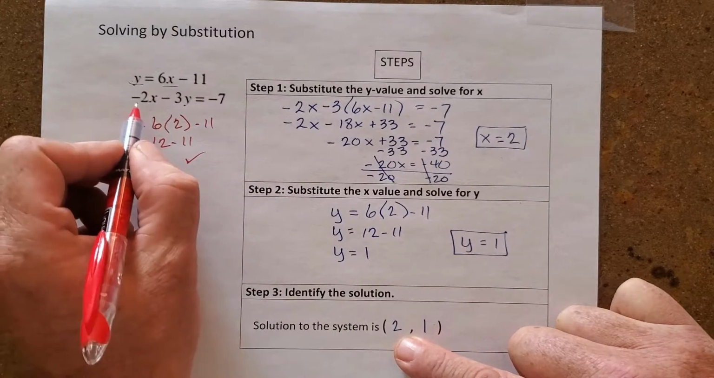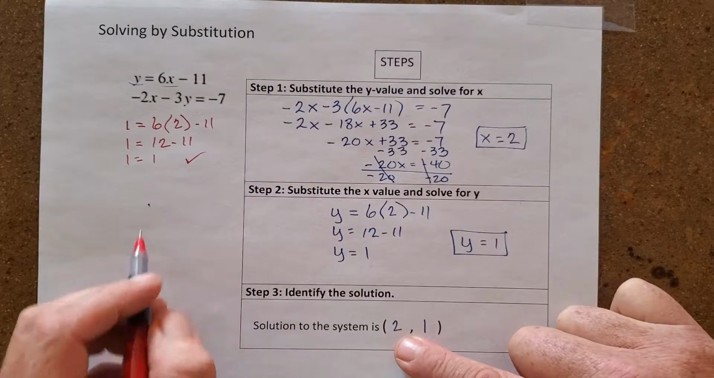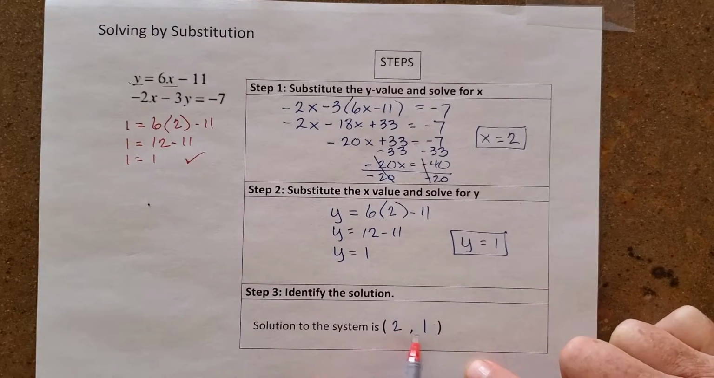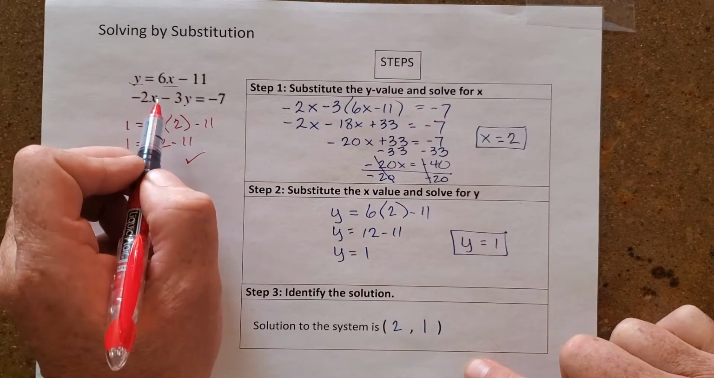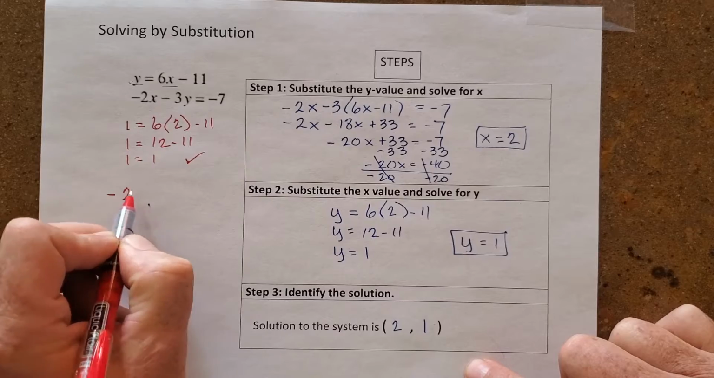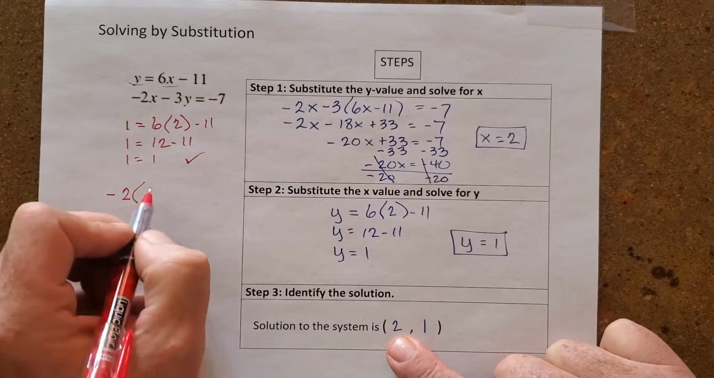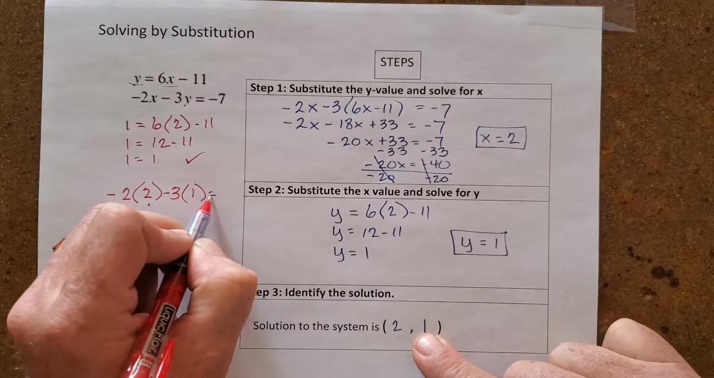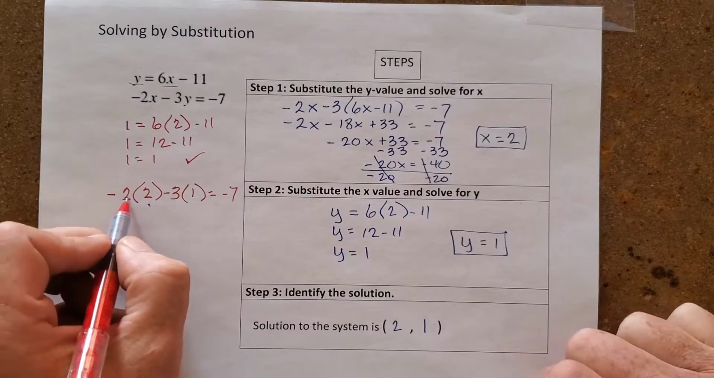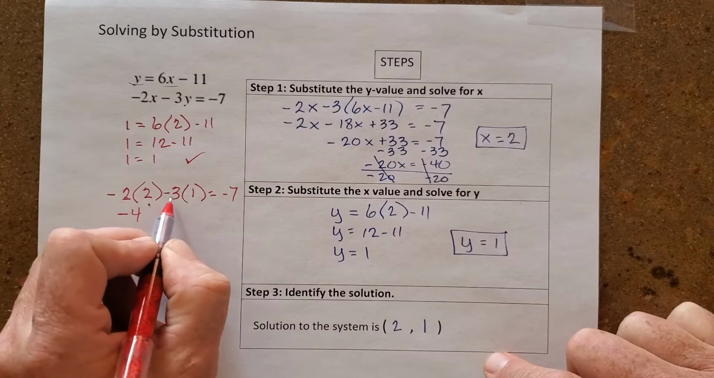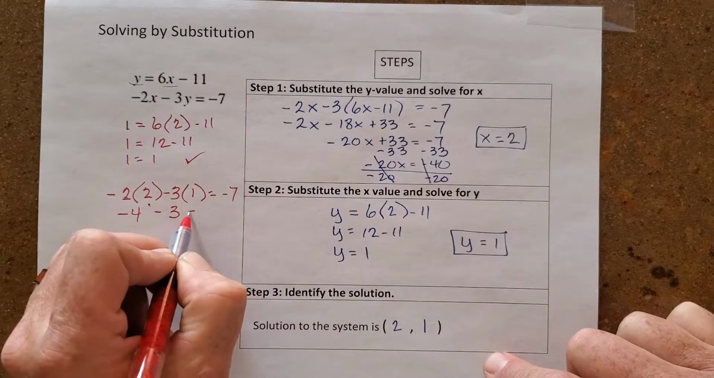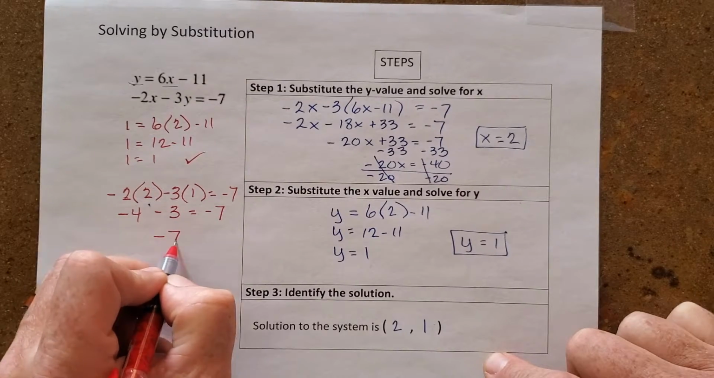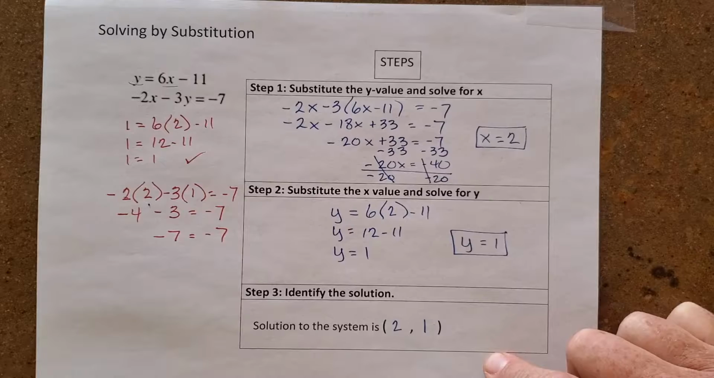Then simply do the same thing for the secondary equation just to make sure it works for both, because according to our rules with systems, this ordered pair needs to be on both of these lines. So I have negative 2 times my x value of 2, minus 3 times my y value of 1 equals negative 7. Negative 2 times 2 is negative 4. Negative 3 times 1 is negative 3. And negative 4 minus 3 is negative 7, and that also equals negative 7.